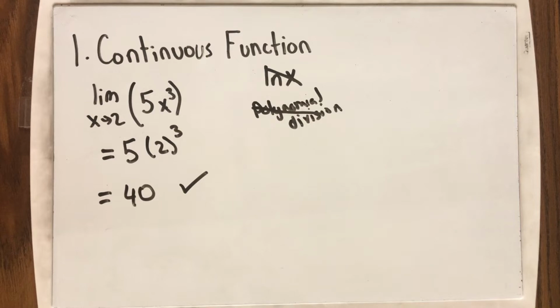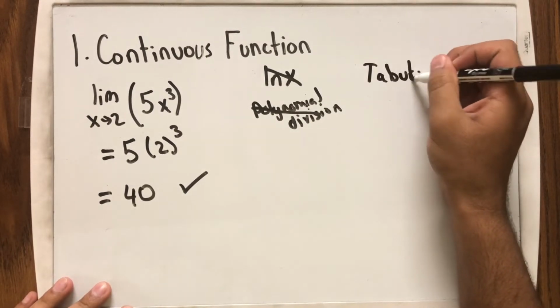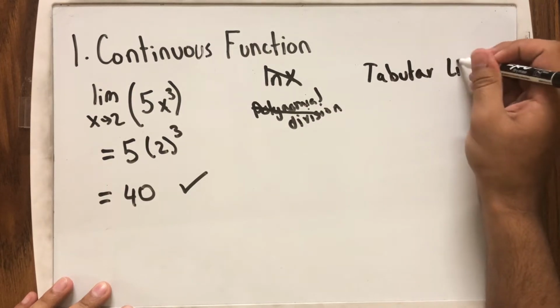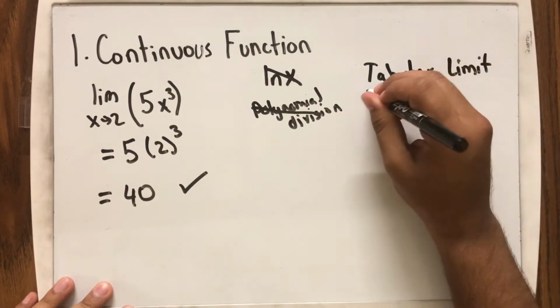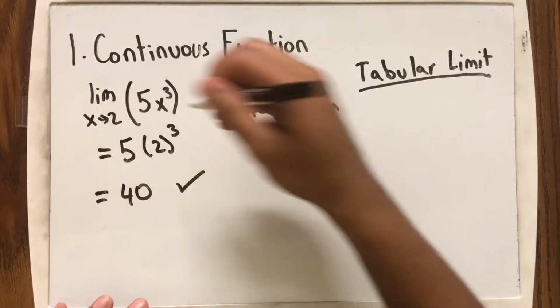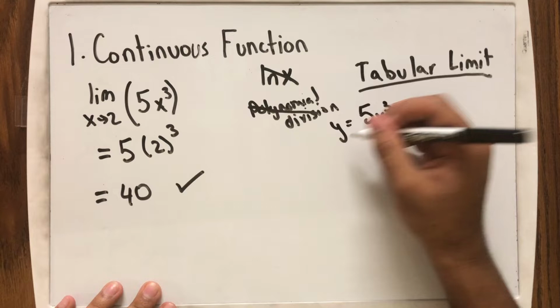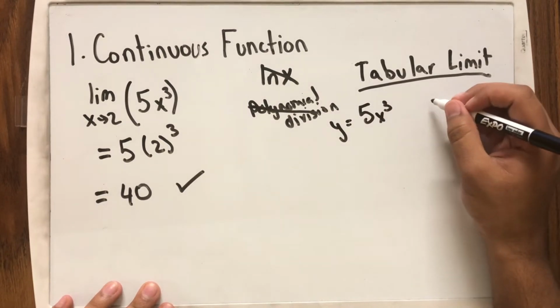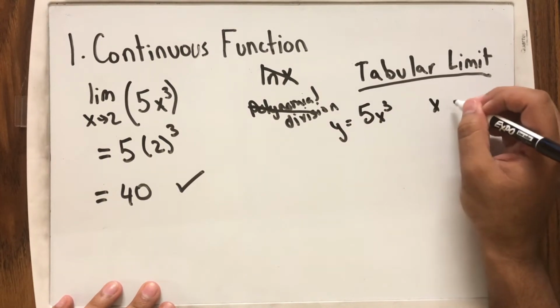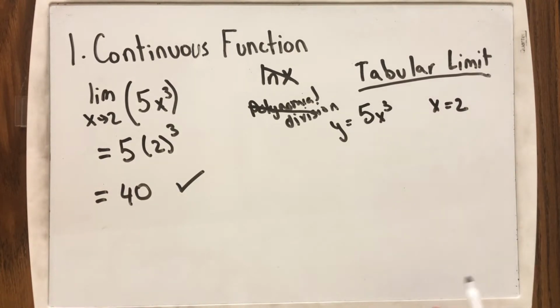So there's something called the tabular limit. This limit is relevant to when there's a jump discontinuity at a certain point. Let's go with this function that we used earlier, 5x cubed, and let's put the jump discontinuity at x equals 2. So there's no y associated with that x.